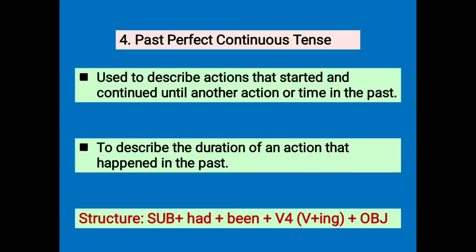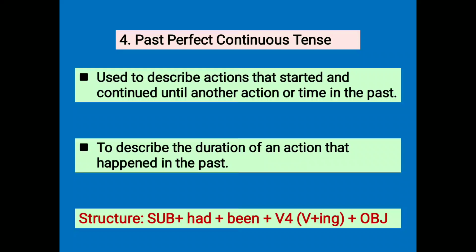And the second one is to describe the duration of an action that happened in the past, to show that a particular action, an activity, had been going on for a long duration, for a very good amount of time in the past. So there we use past perfect continuous tense.